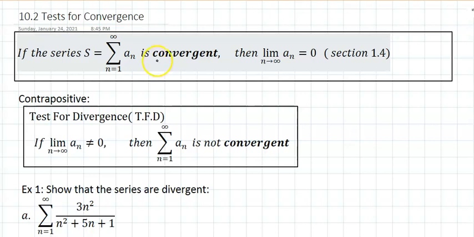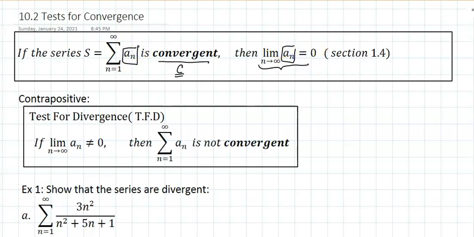If a series is convergent, C for convergent, D for divergent, then the limit as n approaches infinity of a sub n, the general term of the sequence, must equal 0. Now, what if the limit equals 0? That doesn't tell you anything.